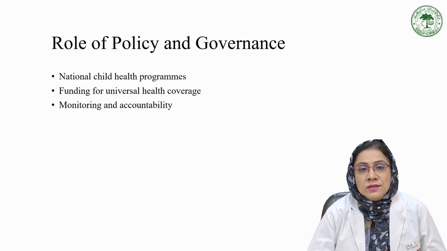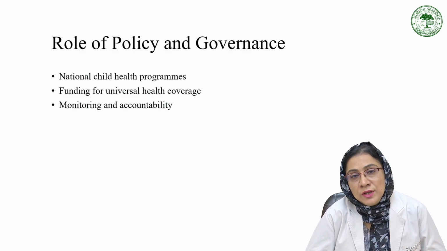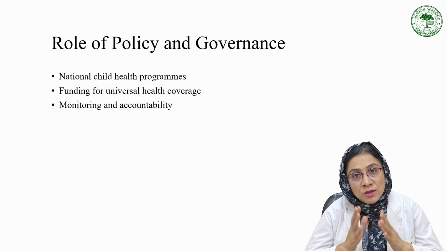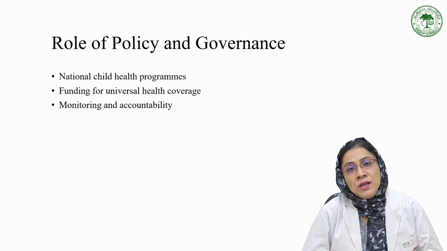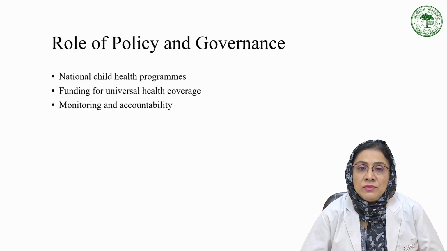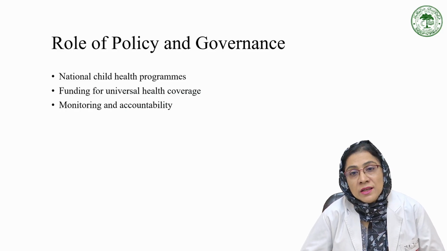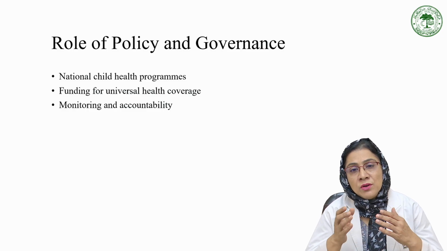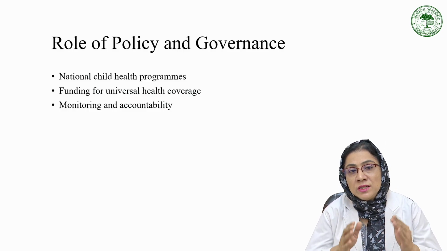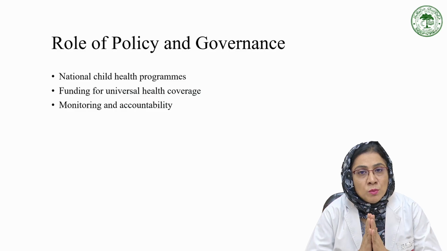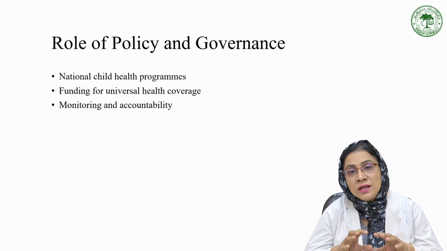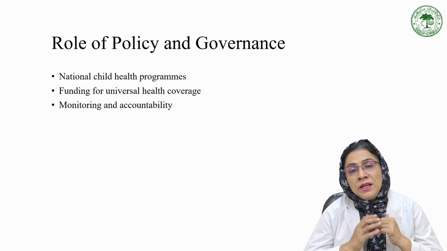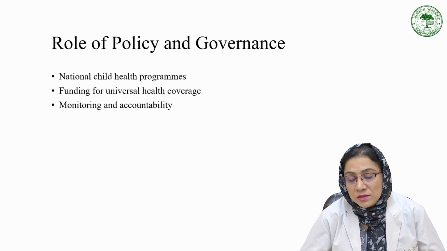Policy and governance shape the response to childhood illnesses. National child health programs set priorities and allocate resources. Adequate funding for universal health coverage ensures that children access care without financial hardships. Monitoring and accountability mechanisms track progress and highlight gaps. Political will and good governance are indispensable for reducing child morbidity and mortality and addressing their social implications.